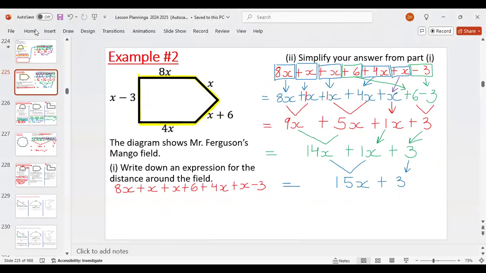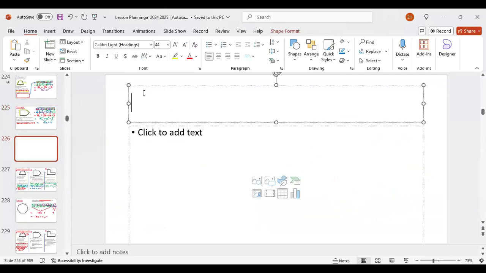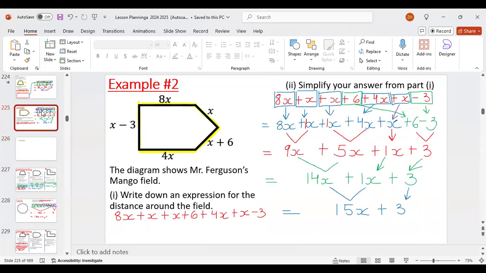Okay, let's move on to example 3. Miss Monique, you have a question for me? Yes, sir. For the expression, can you put the screen back up, please? For the distance, is it the perimeter around the field, correct? Yeah, that's the distance around the shape, and the simplified answer will be basically the same thing for the distance.